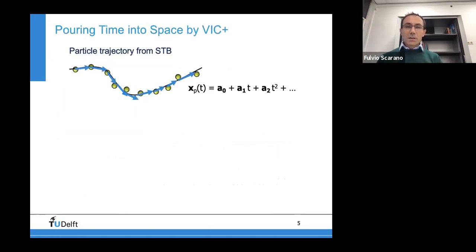Now, this is a typical trajectory that comes from STB. We see how finely the particle position is sampled in time. That's why I talk about pouring time into space. It's quite a luxury. We have particle positions very close to each other along the trajectory. But if you look at another trajectory, there could be a lot of space in between. And then the question is, how do we fill up that space? For the trajectory, typically polynomials are used, or other types of appropriate functions.